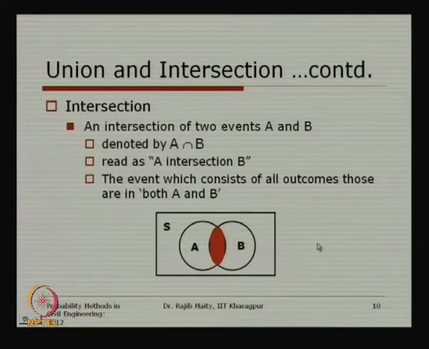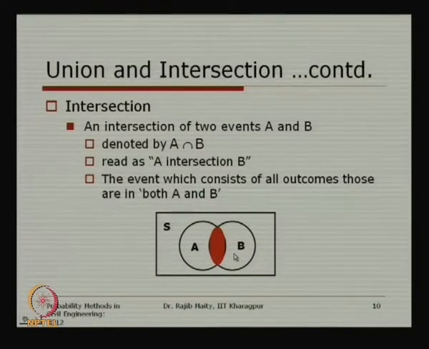On the other hand, if I say the intersection, again these two events are defined here, one is A and another one is B, and this intersection is denoted as A, this symbol, B, and it is read as A intersection B. We call that intersection is defined as all the outcomes that are in both A and B. So it must be both in A and B. Obviously the red highlighted area is known as the intersection between A and B.